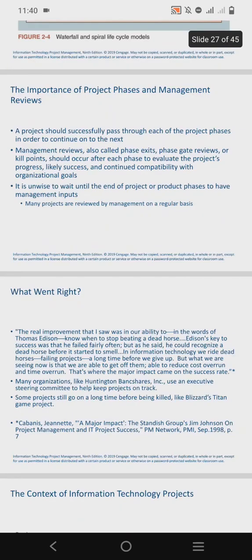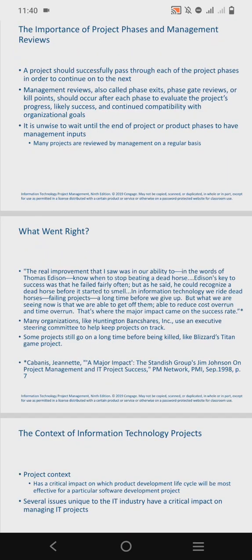And then there is what is known as cost overrun and time overrun, whereby the cost incurred during running a project increases. Time overrun happens when a project is not completed within the time that had been set for its completion. So being able to reduce cost overrun and time overrun contributes to the success rate of a project. It has a major impact on the success rate.